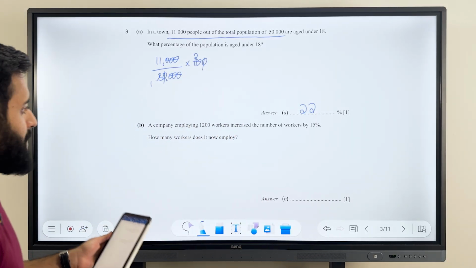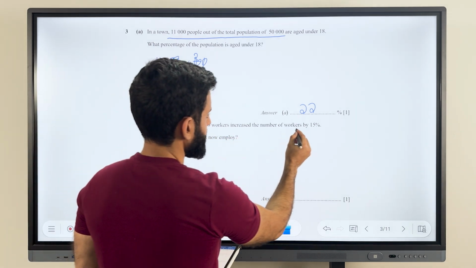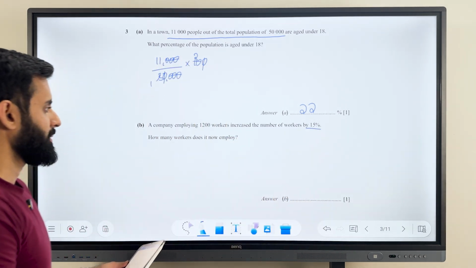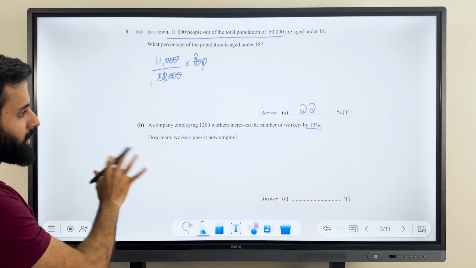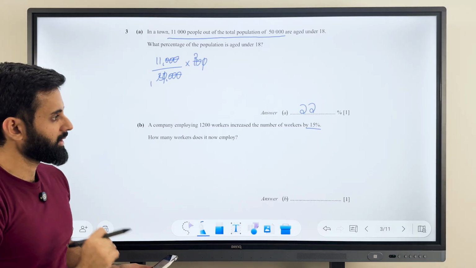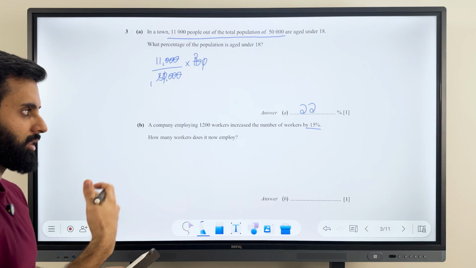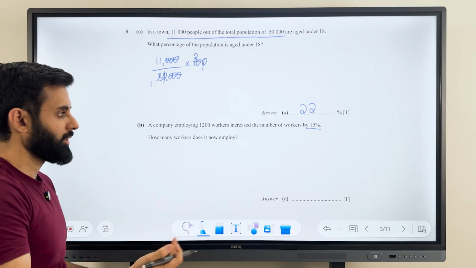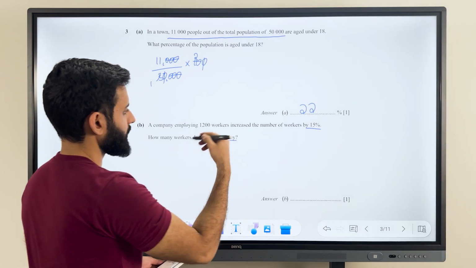Now, Part B says, a company employing 1,200 workers increased the number of workers by 15%. How many workers does it now employ? Now, when solving questions like these, make sure that you read the question very carefully, because sometimes the question might ask you the change, sometimes the question might ask you the new values. Here, it's asking you for the new value.